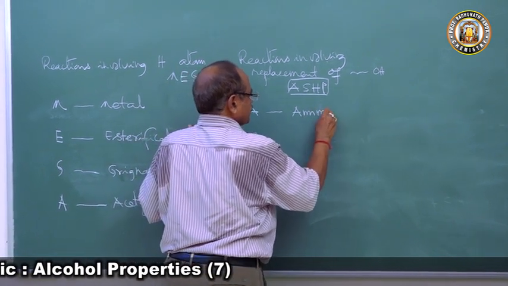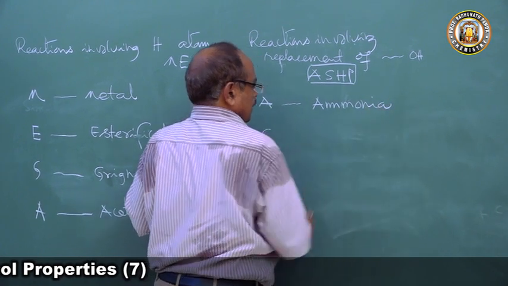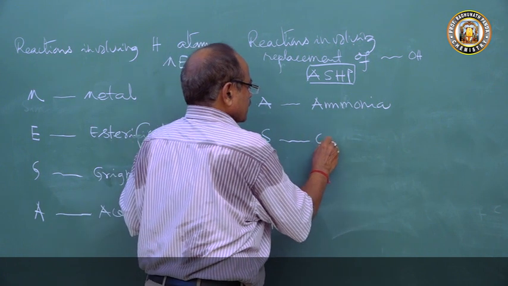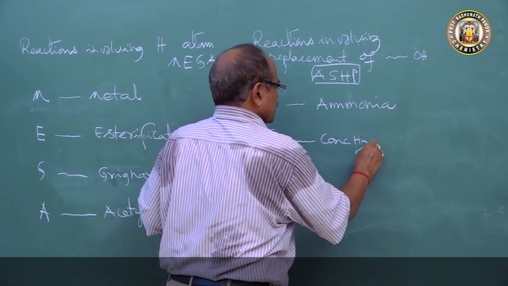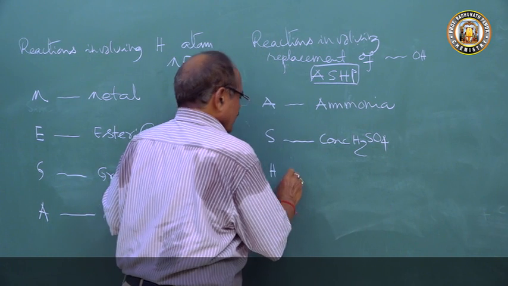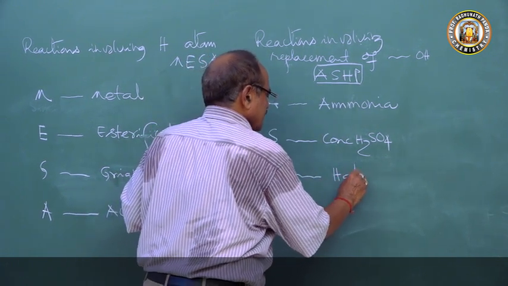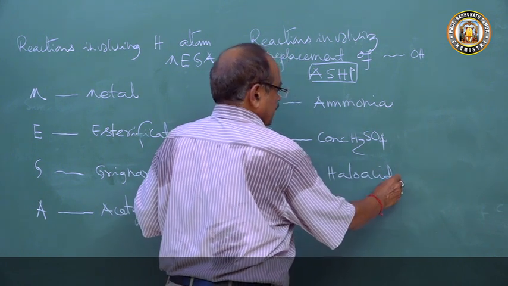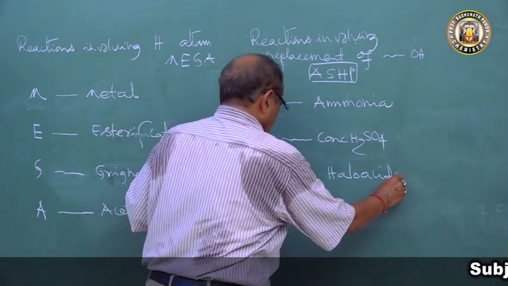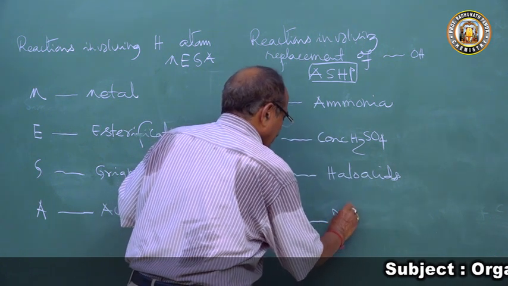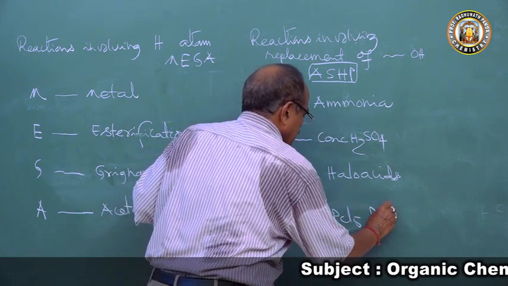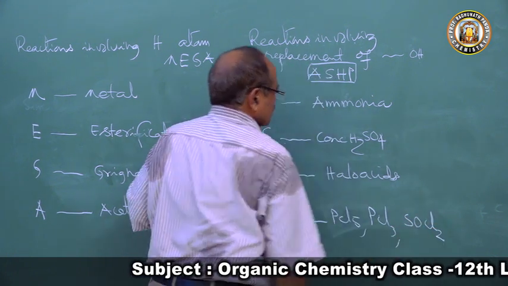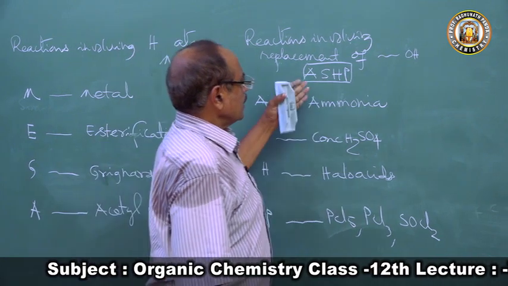Reaction with ammonia: all alcohols react with ammonia to form their amines. And S, reaction with concentrated sulfuric acid. And H, reaction with halo acids to form alkyl halides. And P, reaction with PCl5 or PCl3 or SOCl2, thionyl chloride. In all these reactions, they are similar.